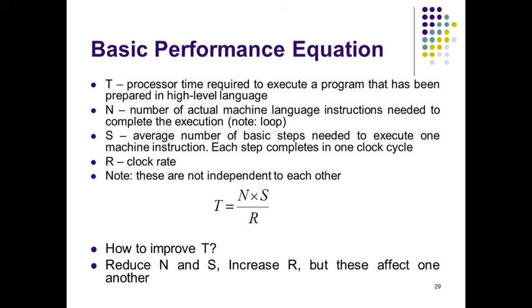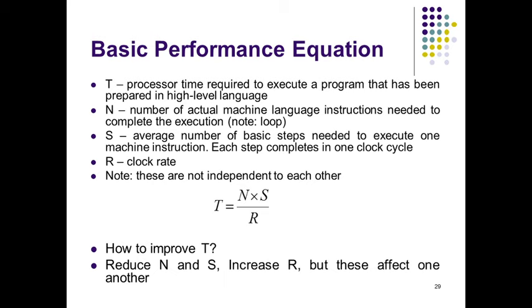Suppose that the average number of basic steps needed to execute one machine instruction is capital S, where each basic step is completed in one clock cycle. If the clock rate is capital R cycles per second, then the program execution time is given by T = N × S / R. This is the program execution time, and it is also referred to as the basic performance equation. Here the parameter T for an application program is much more important to the user than the individual values of the parameters N, S and R.